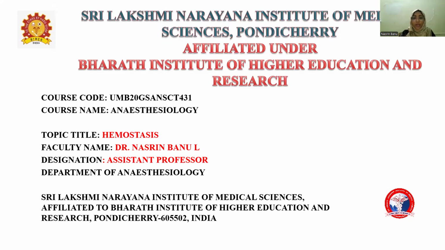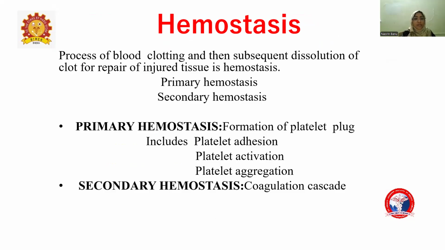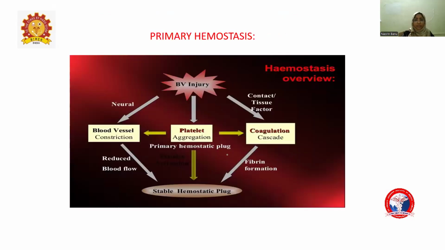Today, we'll be talking about hemostasis. Hemostasis is defined as the process of blood clotting and then the subsequent dissolution of the clot for repair of the injured tissues. There are two types of hemostasis, primary hemostasis and secondary hemostasis. Primary hemostasis includes the formation of a platelet plug, which includes platelet adhesion, platelet activation, and platelet aggregation, and secondary hemostasis activates the coagulation cascade.